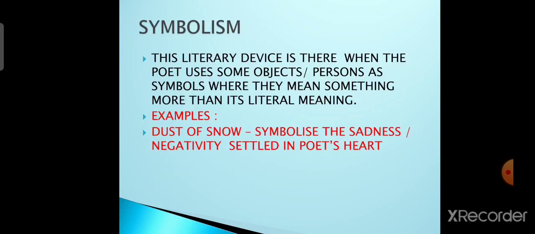Symbolism. Symbolism is a literary device when the poet uses some objects or persons as symbols. Like in this poem, the poet has used dust of snow. It is just an example; there are many more symbols. Okay, dust of snow is the symbol of sadness which is settled on the poet's heart. The sadness has settled in the poet's heart. That is dust of snow.